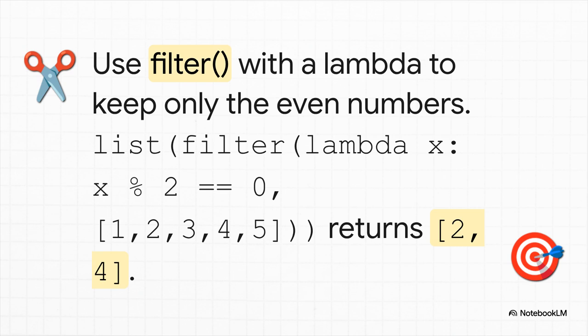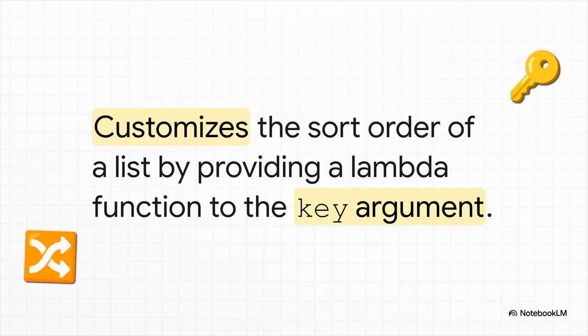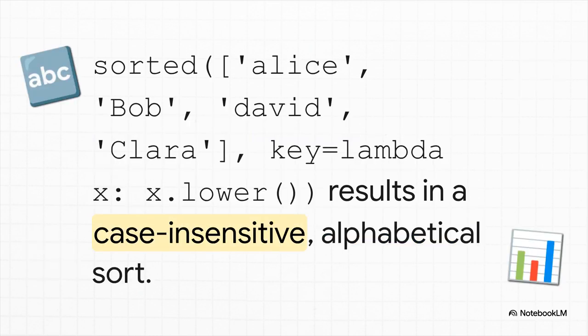So simple. And finally, my personal favorite, sorted. We all know how to sort things, but what if you need to sort by a custom rule? That's what the key argument is for, and oh man, are lambdas perfect for this. Take a look at this list of names. A normal sort would put Bob and Clara first because of the capital letters, but that's not what we want.